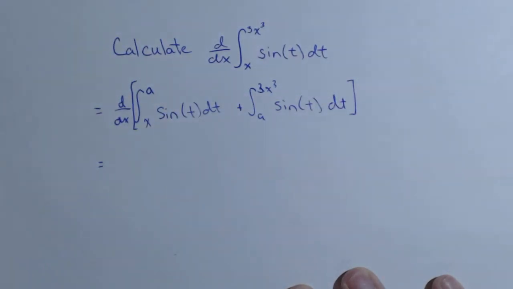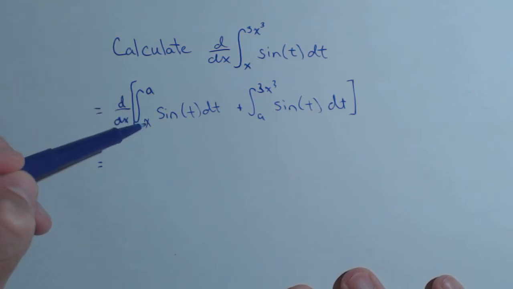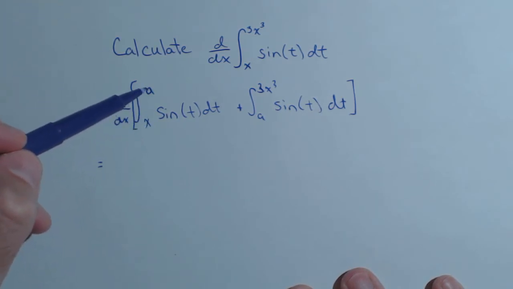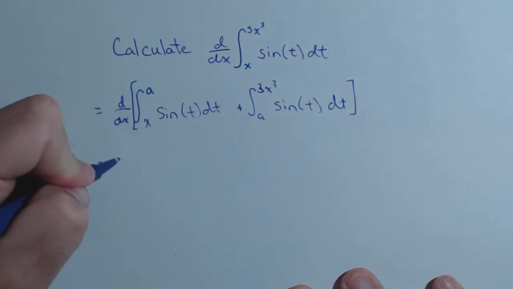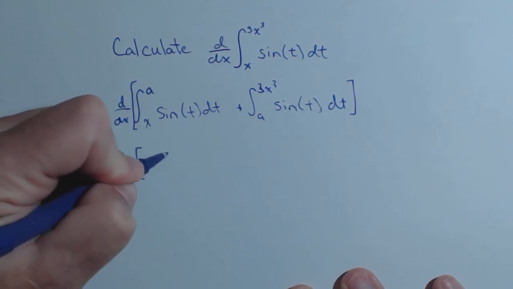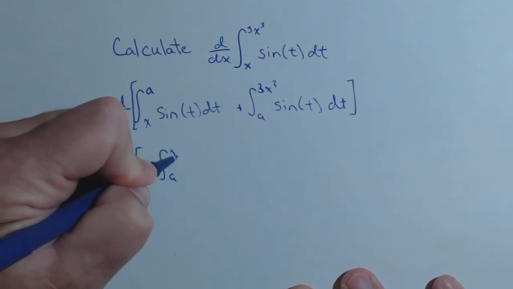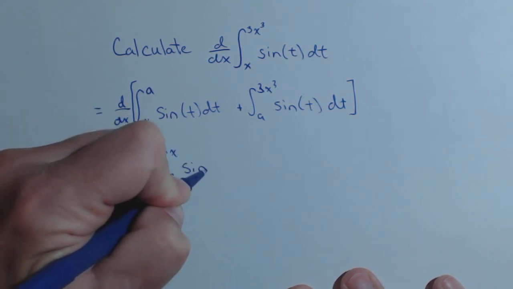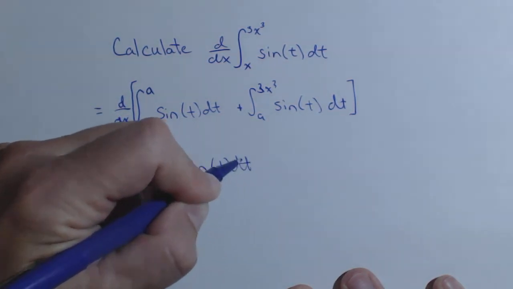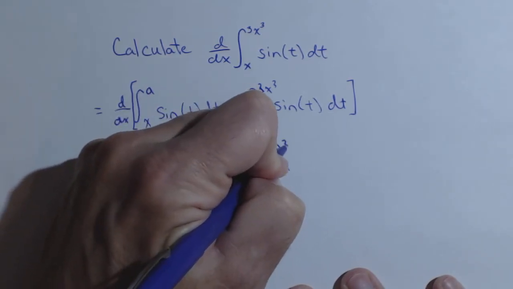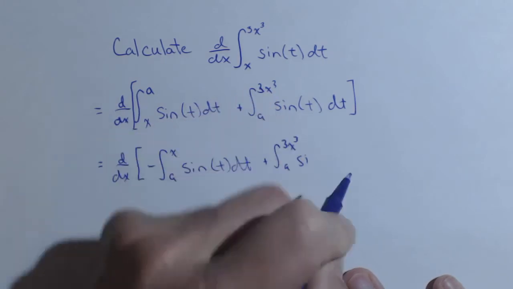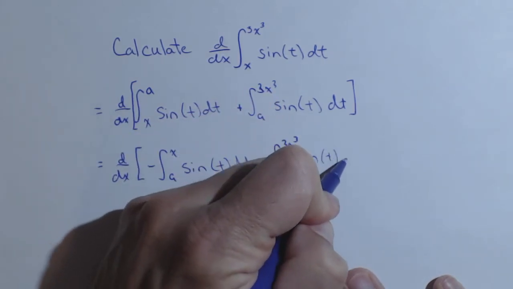So let's do that. Now, the second fundamental theorem of calculus we know is very straightforward as long as the x is on top. So what we're going to do is switch those limits by making the integral negative. That's one of our properties of integrals. It's going to go from a to x of sine of t dt. In this one we already got the x on top, so we'll leave it as is, a to 3x cubed of sine of t dt.